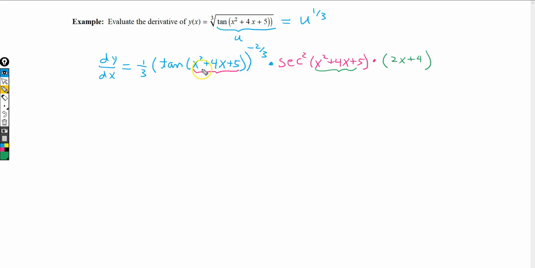So once you do enough of these, you can do them pretty quickly without having to write down all of the u substitutions, just by recognizing that you're differentiating with respect to inner terms. Now let's take a look at a few more examples that you can try.